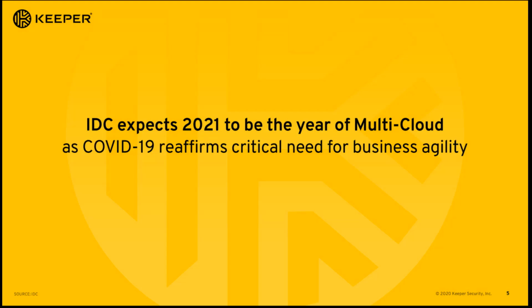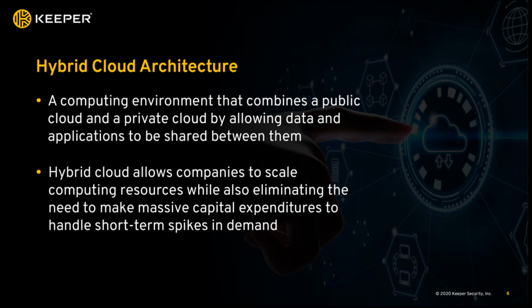So, 75% of all organizations will have deployed a multi-cloud or hybrid cloud environment in 2020, according to Gartner. And we're seeing this more extensively through the deployments that we're actually engaging in as a company. And the IDC expects, by 2021, that will be the year of multi-cloud, as COVID-19 again reaffirms the critical need for the agility of all businesses as we migrate from on-prem to off-prem, more cloud-based environments, utilizing hybrid cloud, which means the on-premise cloud architecture, as well as the public cloud infrastructure that we are utilizing today.